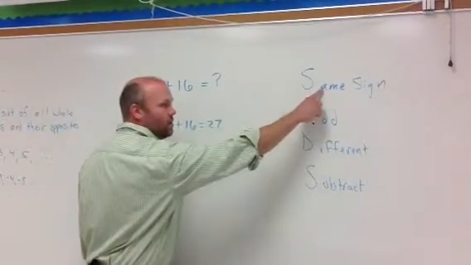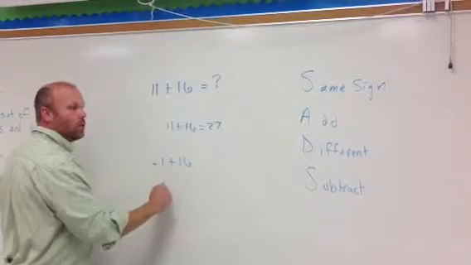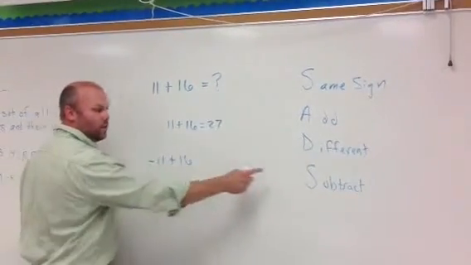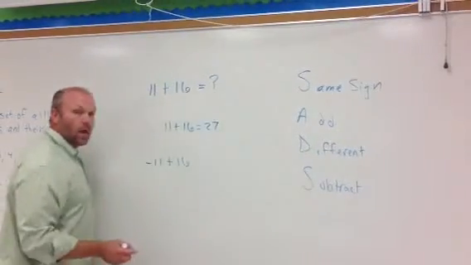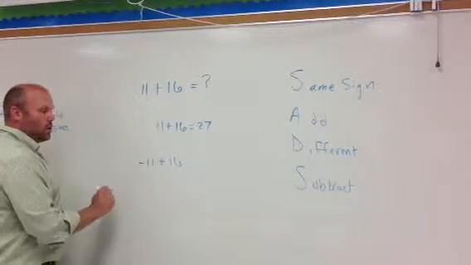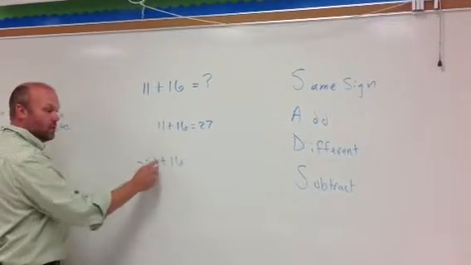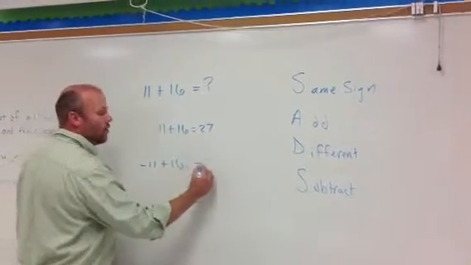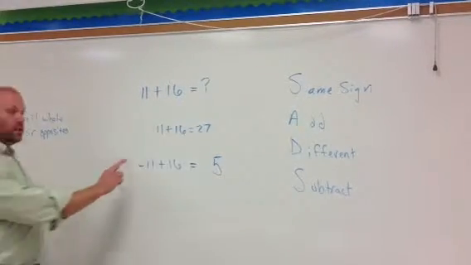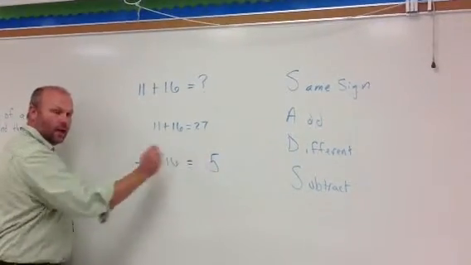Do they have the same sign? No. Do they have different signs? Yes. Since they have different signs, we're going to subtract the numbers. When subtracting, we always take the bigger number and subtract the smaller one. 16 is bigger than 11, so 16 minus 11 is 5. Now, since we had two different signs, we have to determine is this a positive 5 or negative 5.